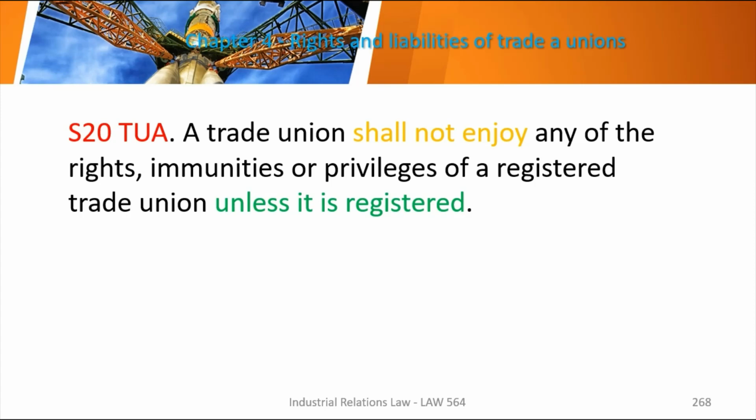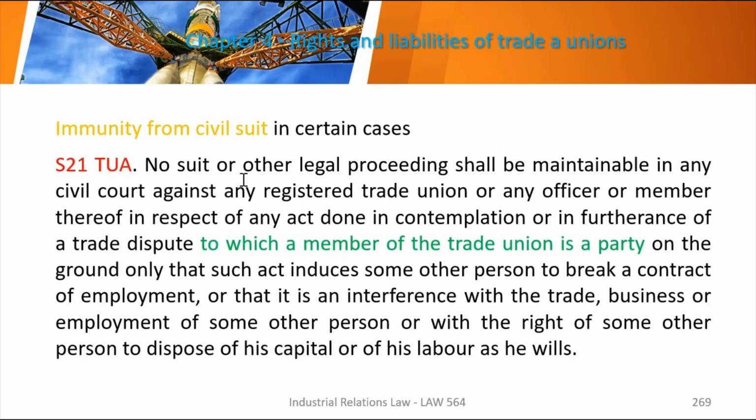Section 20, for example, to look at each provision: a trade union shall not enjoy any of the rights, immunities, or privileges of a registered trade union unless it is registered. It is very clear. You are going to get the benefits or protection only when you are registered. If you are not, then you are unable to claim benefits or protection of the law.